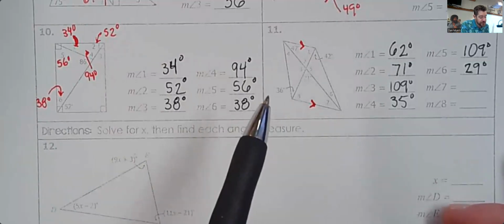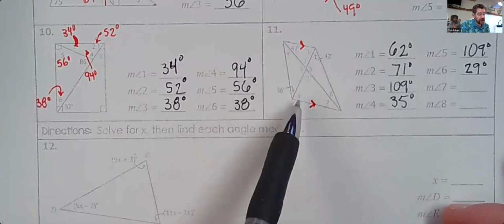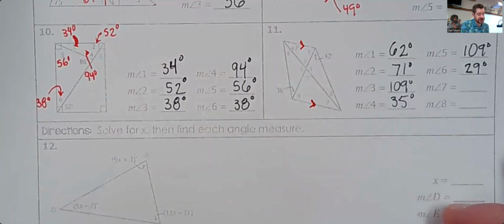8 and 1 are congruent. Yeah, because they're alternate interior.